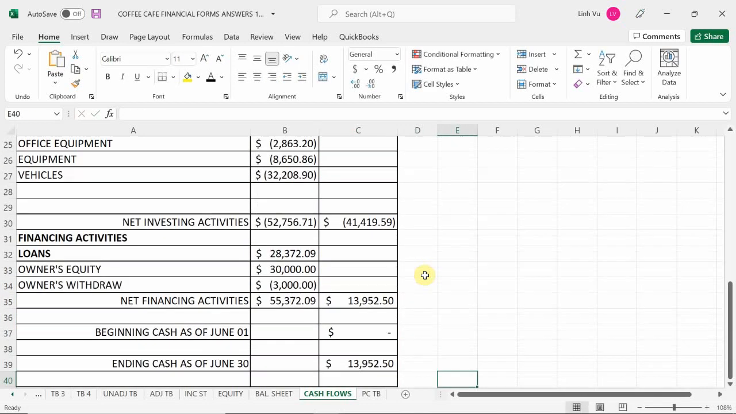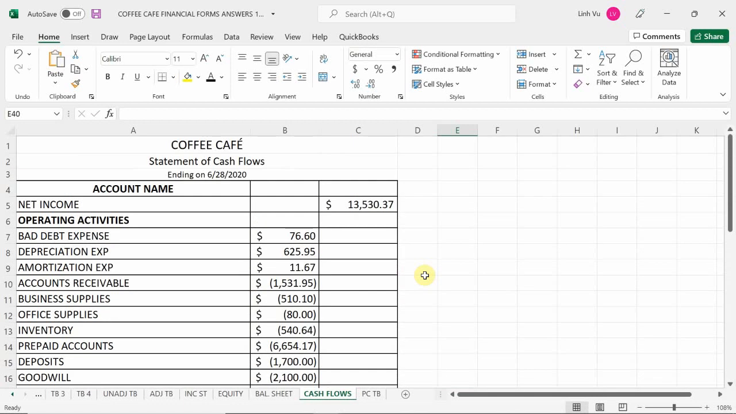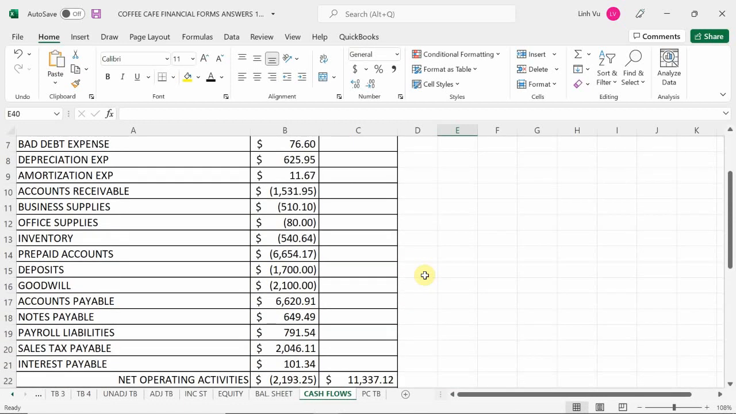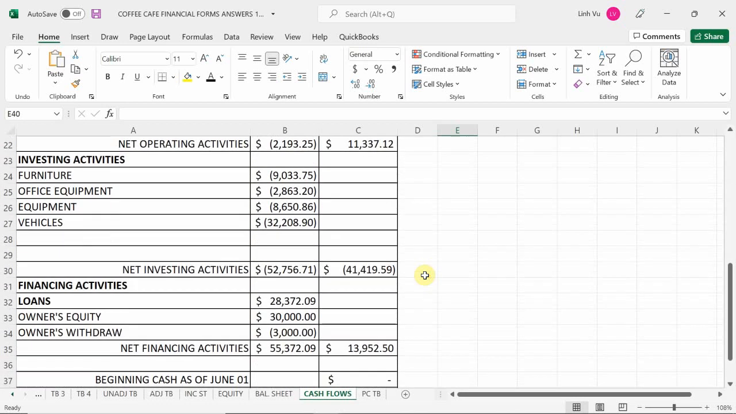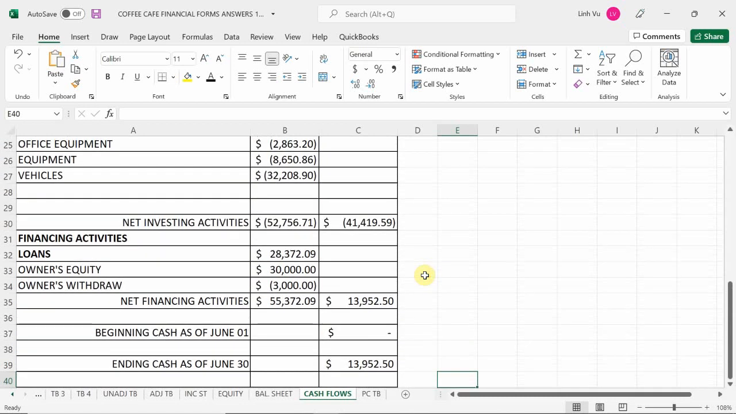Any questions? This is one of the more difficult financial statements you have to complete because you have to constantly keep asking yourself, did I buy this? Did I pay for that? Do I have this? Do I have that? Any questions for the statement of cash flows and all the statements that we just completed?